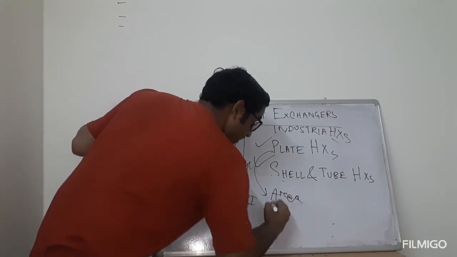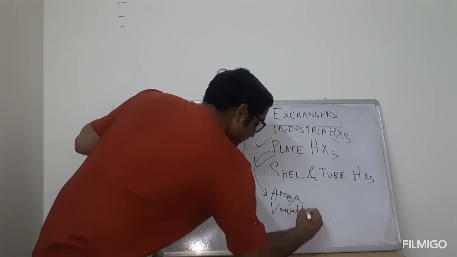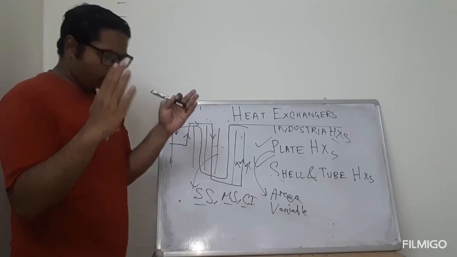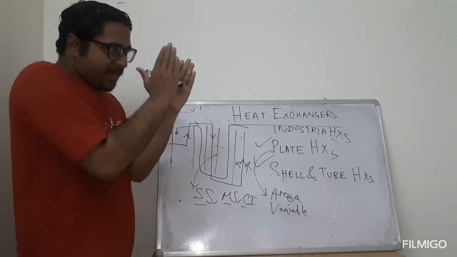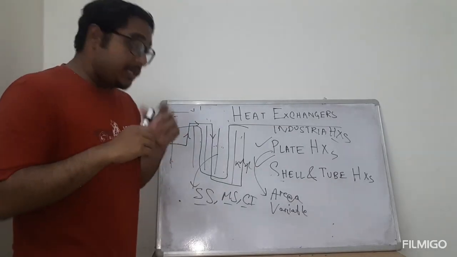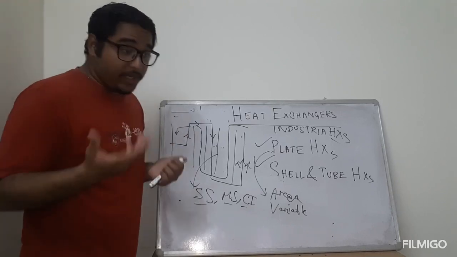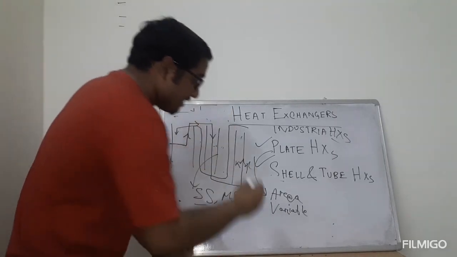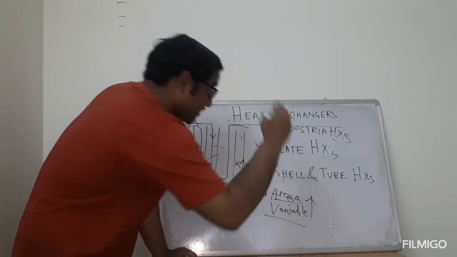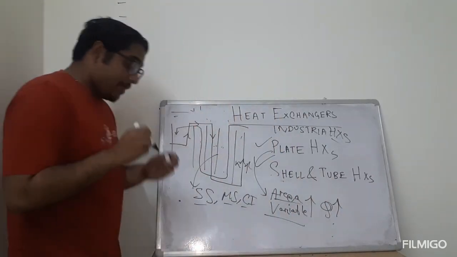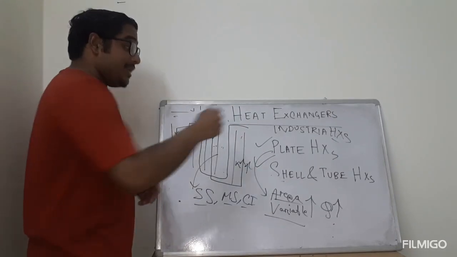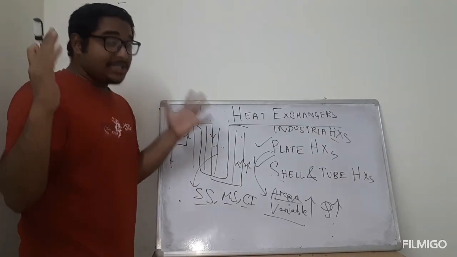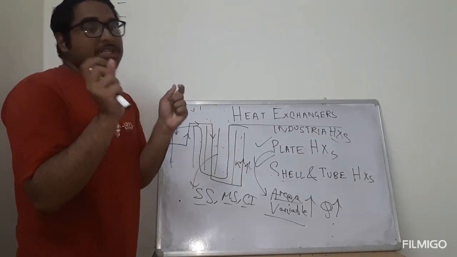Area is variable. That is, if I increase the number of plates in the same dimensions, just reducing the gap between two plates, there is a higher fluid flow and a greater heat transfer area available. So the area is variable and the heat transfer area can be increased to increase the heat transfer. So this can be controlled. The area is variable and it can be controlled in a plate heat exchanger within the same dimensions. That is, not increasing the total area of the entire structure, but increasing the number of plates by reducing the gap in between the two.